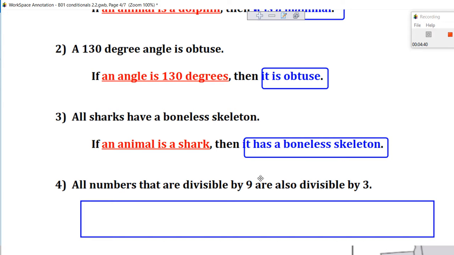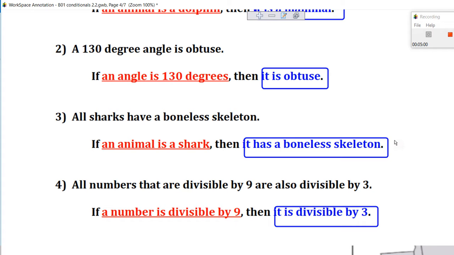All numbers that are divisible by 9 are also divisible by 3. If a number is divisible by 9, then it is divisible by 3. The number being divisible by 9 would be the hypothesis. Also being divisible by 3 would be the conclusion.